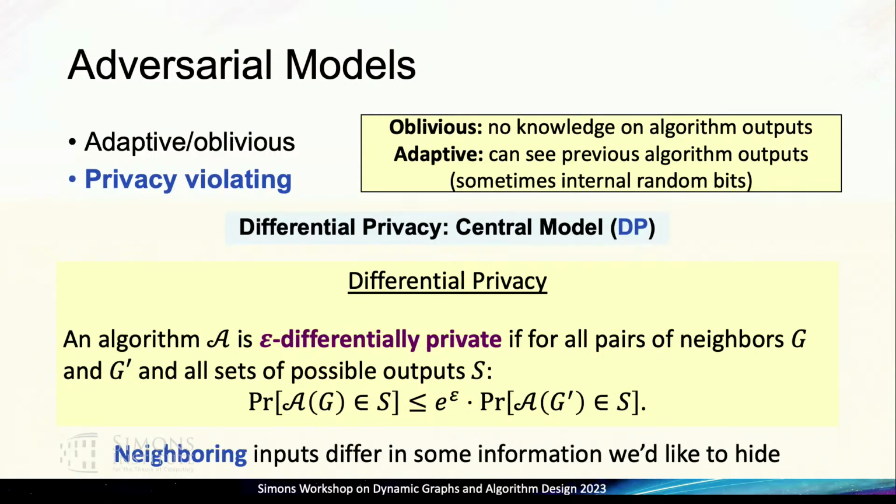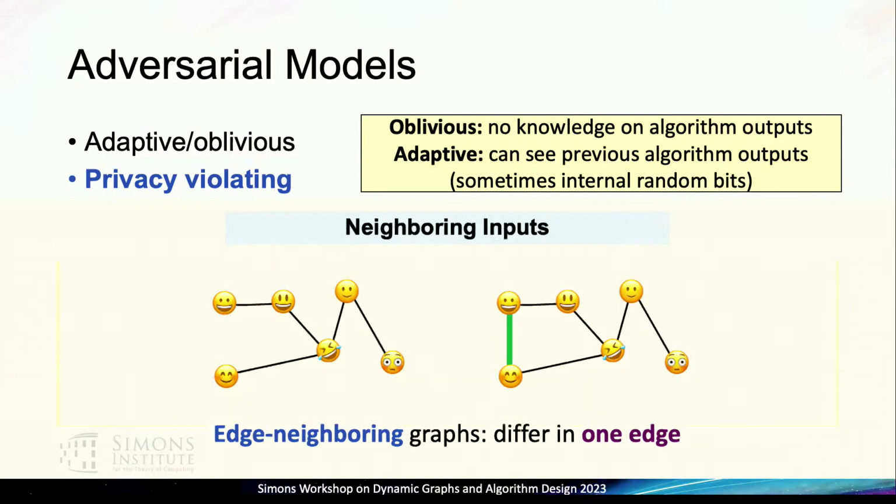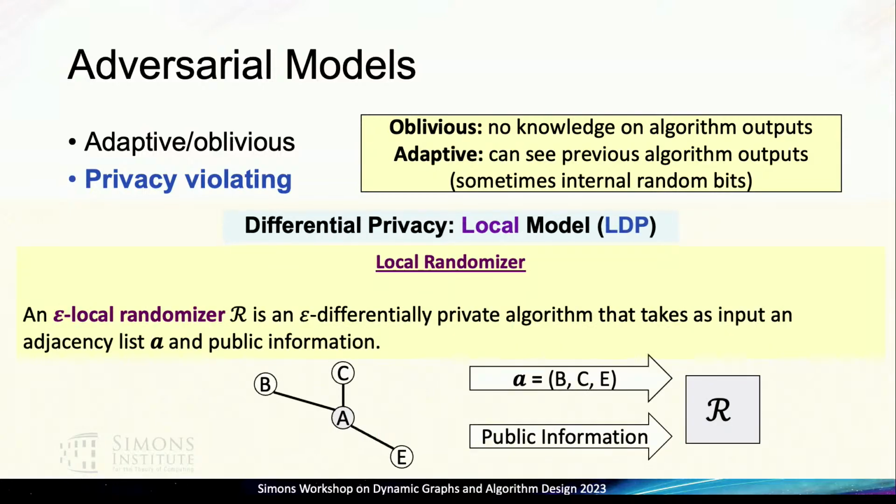So epsilon is your privacy parameter. Smaller epsilon means the difference between your probabilities is smaller. Larger epsilon means you're allowed a larger difference between your probabilities. And these neighboring inputs are the things you're trying to hide. For graphs, we often talk about edge neighboring graphs, so you want to hide the presence of any edge in your graph. Edge neighboring graphs differ by exactly one edge. Okay, so most of the previous results are in the central model of DP.